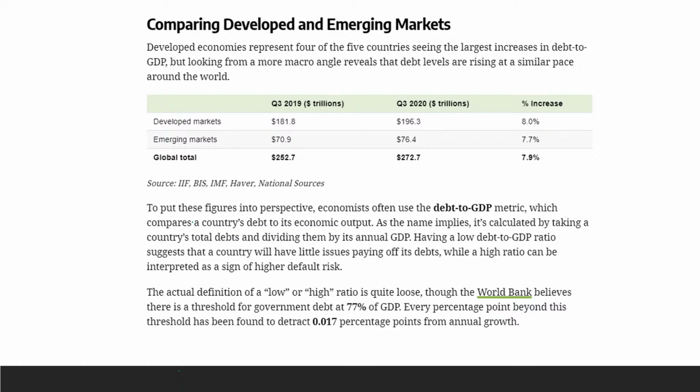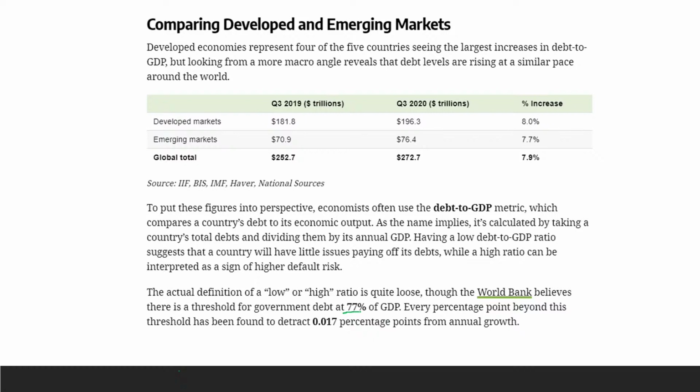To put these figures in perspective, compare the debt to GDP ratio metric, which compares a country's debt to its economic output, calculated by the country's total debt divided by its annual GDP. Having a low debt to GDP ratio suggests the country will have little issue paying off the debt, while a high ratio can be at high risk of default. So the World Bank believes that government debt should be at 77%. The U.S. government is way beyond that.